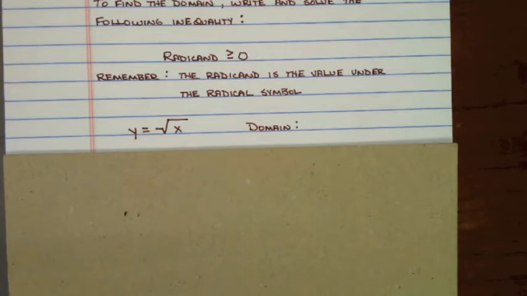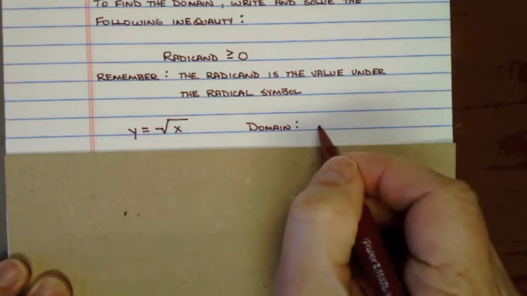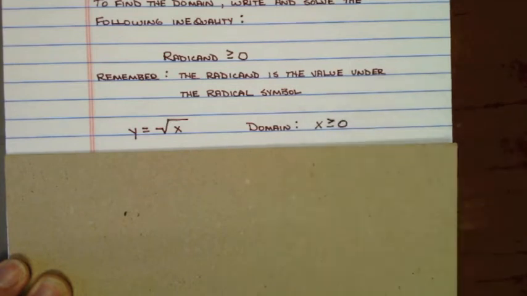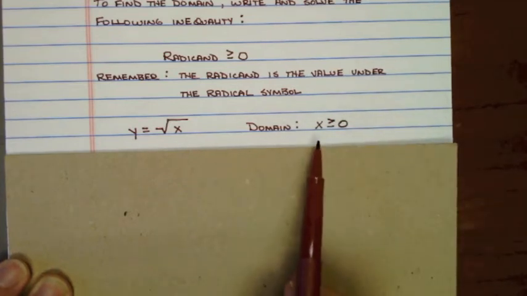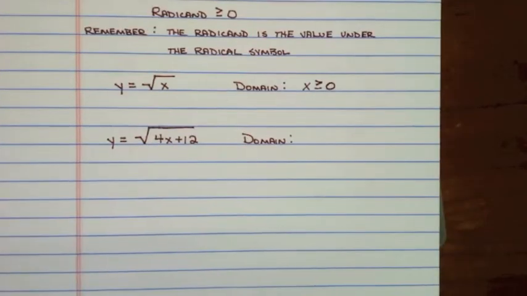So for this example, I need to find what the domain is. I'm going to take what's up under the radical symbol and set it greater than or equal to 0. I now have what the domain is. The domain can be any value that's equal to or greater than 0. Let's look at this example.